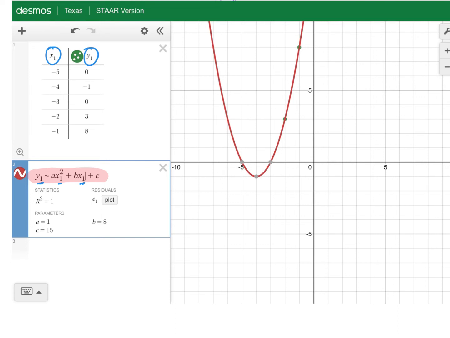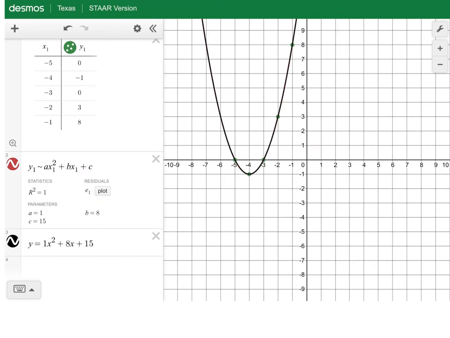And once you type in this regression, it shows you your parameters right here. It tells you what to plug in for A, B, and C. And so that's what you put in the third row. So as you can see here, I've typed in that equation, plugged in for A, B, and C. So we get y equals 1x squared plus 8x plus 15.